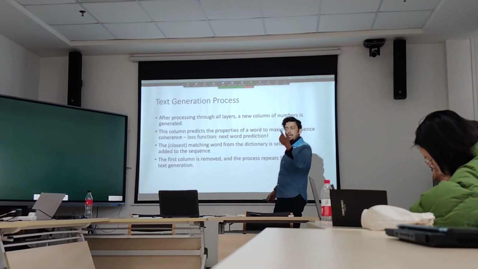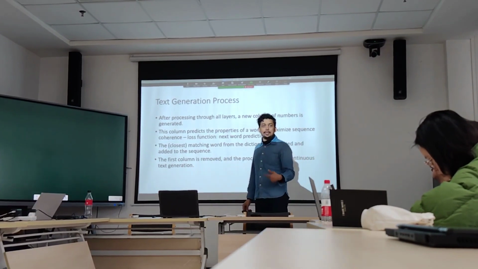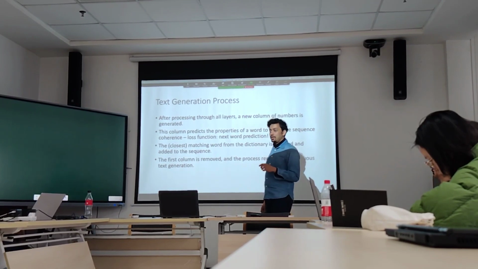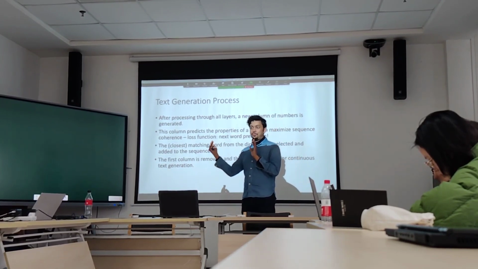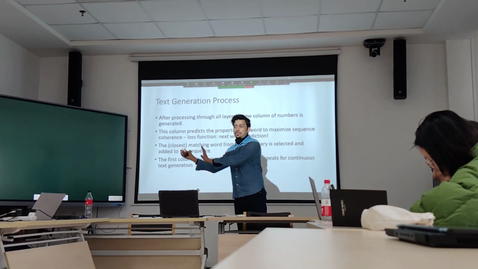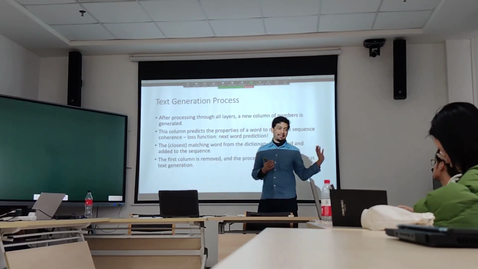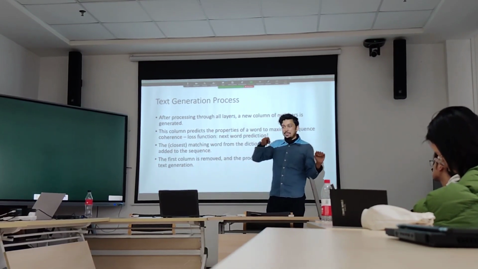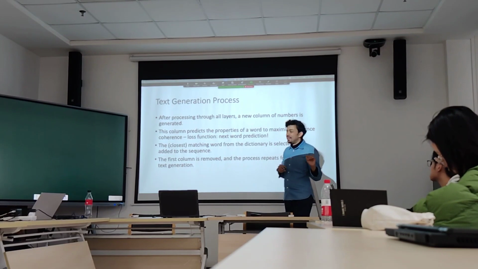So you can pick the word in the dictionary that is closest to this column vector. That's your next word. Remove the first column from the context, add this column to the context, go again, and you have a large language model, right? So that's how you're doing this prediction, basically.